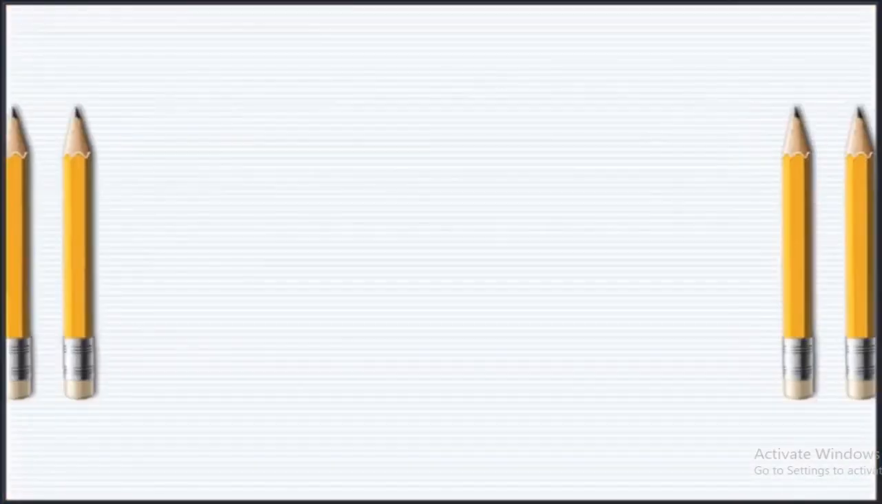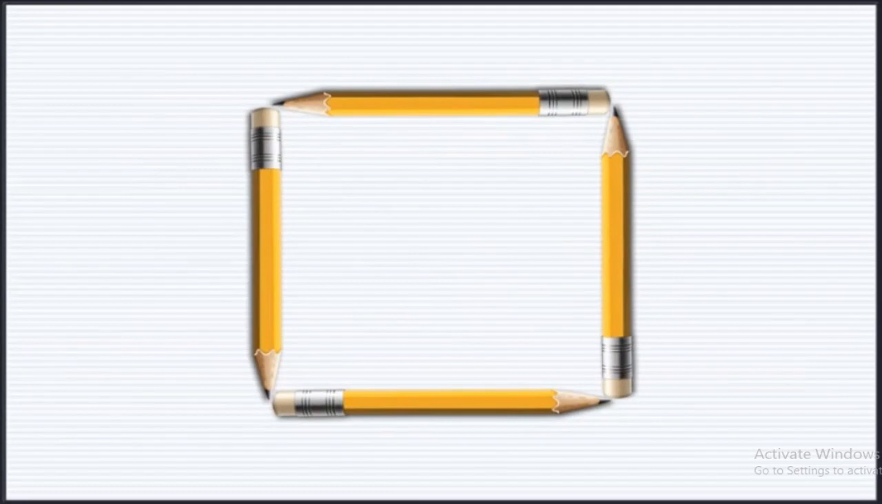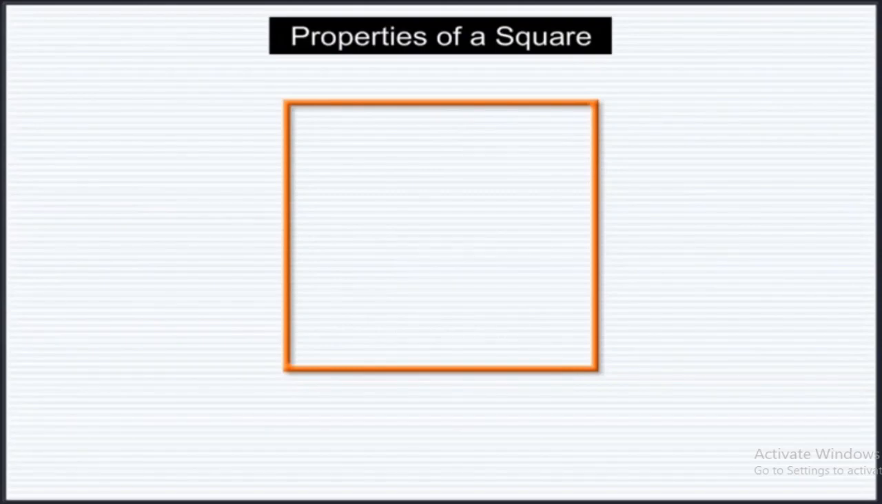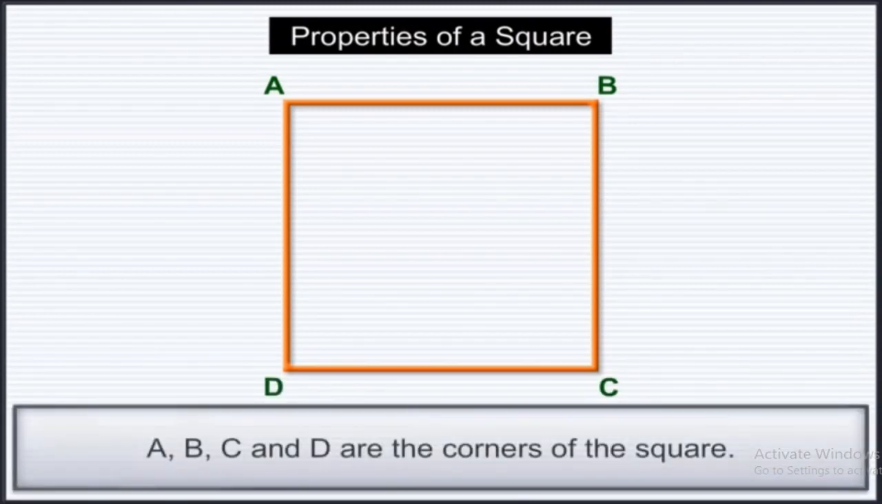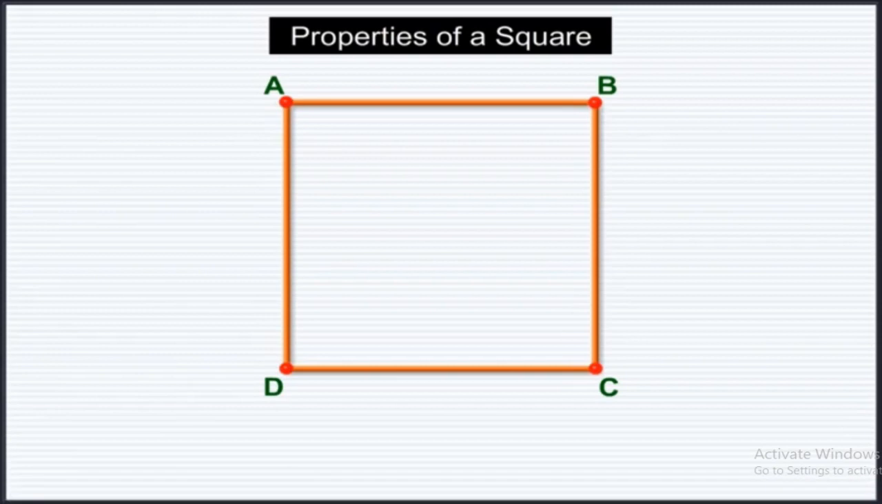We can make a square using 4 pencils. Take 4 pencils and form a square as shown. Now, let us learn some properties of a square. The figure is a square A, B, C, D. A, B, C, and D are the corners of the square. AB, BC, CD, and DA are the sides of the square.